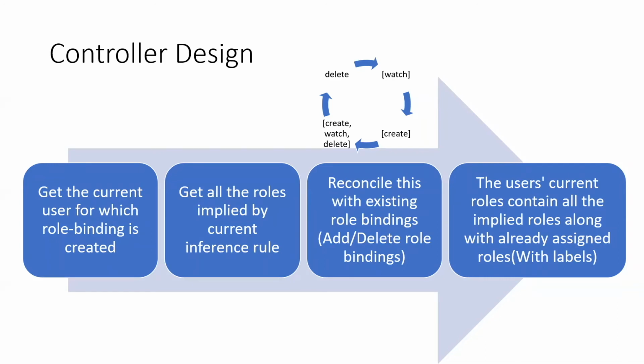Whenever a role binding or inference role custom resource is created, we get the user and get all the implied roles for the assigned role. We then check the user's current assigned roles and reconcile them with the roles he should have based on the current role assignments. We create or delete role bindings to achieve this. Once we reach our desired state after reconciliation, the user will have all the roles assigned to him. This keeps happening whenever any change event is triggered. Now we'll hand it over to Roy.